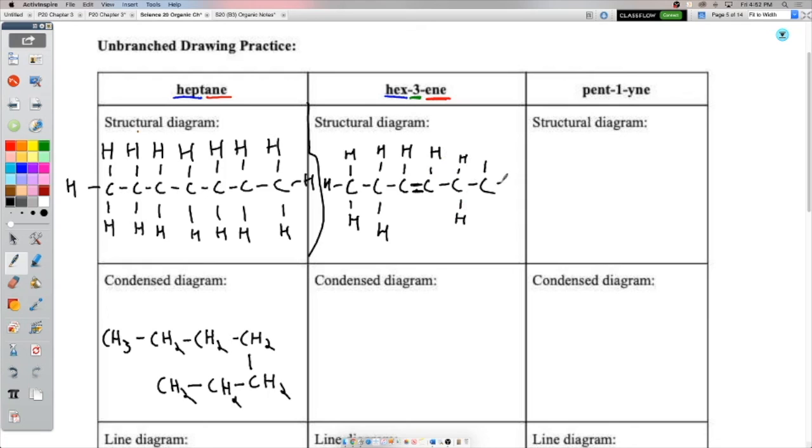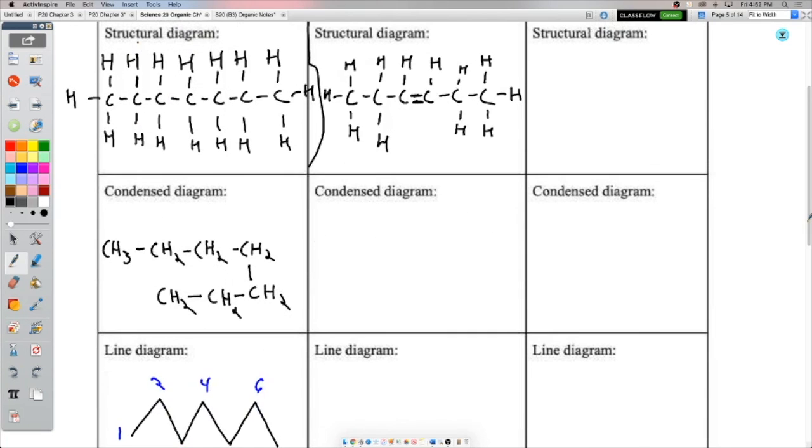1, 2, 3, 4. To condense it, we just say what's going on with the carbons and the hydrogens. Don't worry about the shape. So CH3, single bonded to a CH2, single bonded to a CH. Careful, double bonded now to a CH. Then that CH is single bonded to a CH2, and then that CH2 is single bonded to a CH3. So there's condensed. It just takes up less paper, basically.